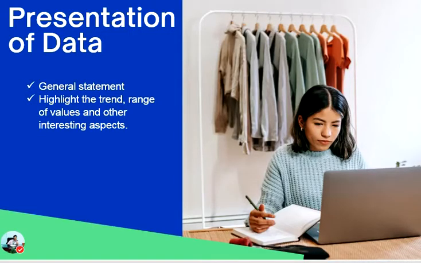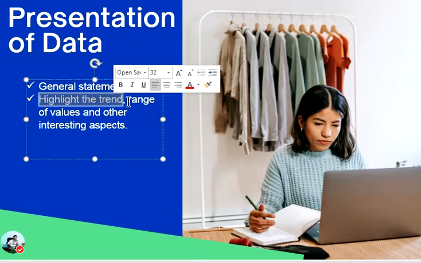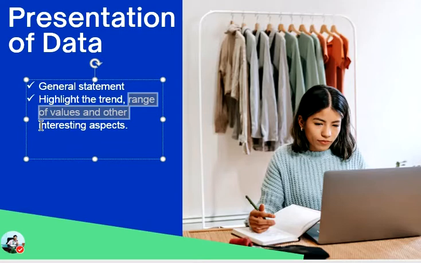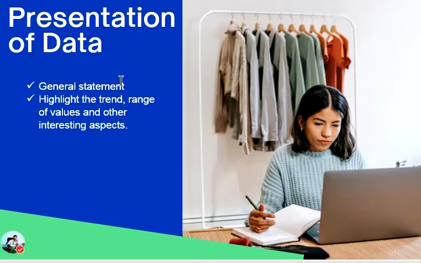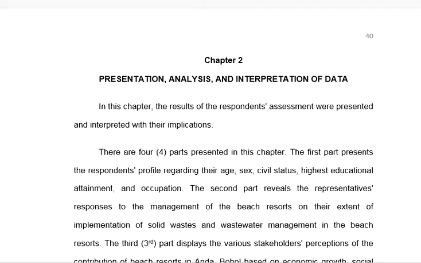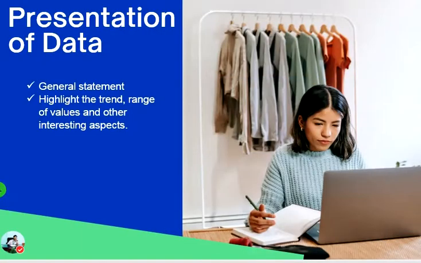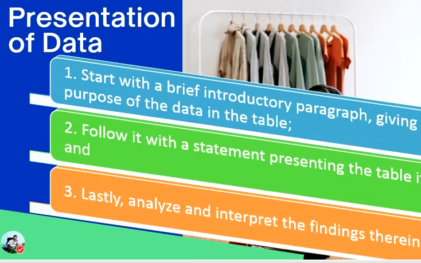Again, in the presentation of data, there is a general statement. And then you will highlight the trend, range of values, and other interesting aspects. So there is a general statement, and then the highlight of the trend, range of values, and other interesting aspects, which is presented in this part. Also, in our previous discussion, there are three important things shown in chapter 2.